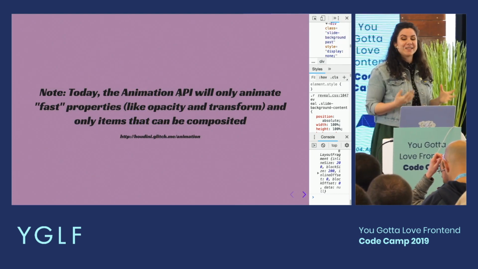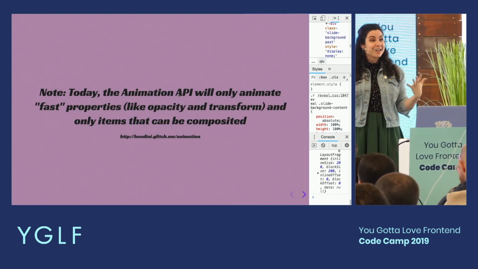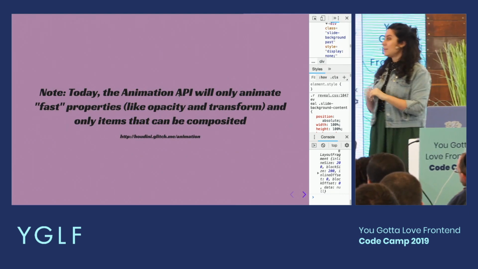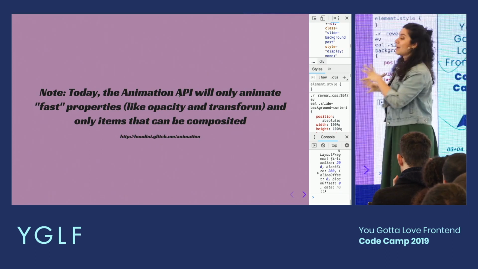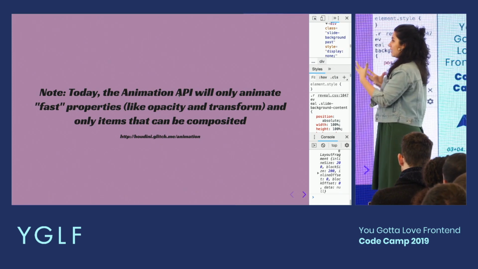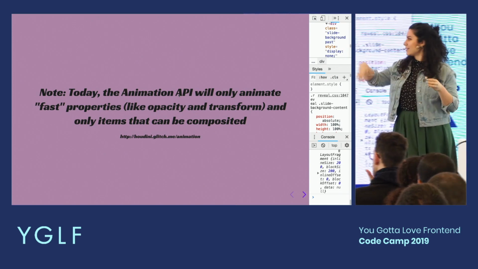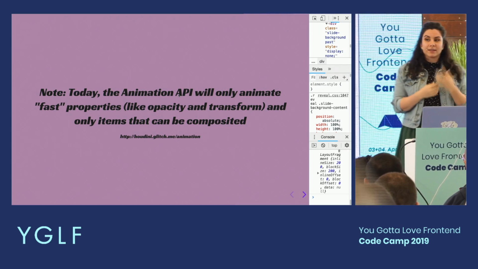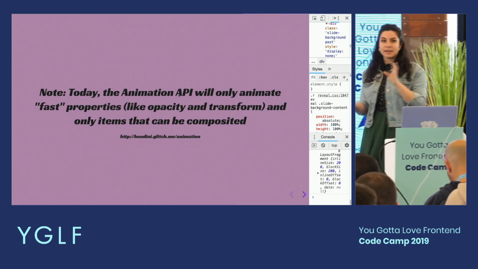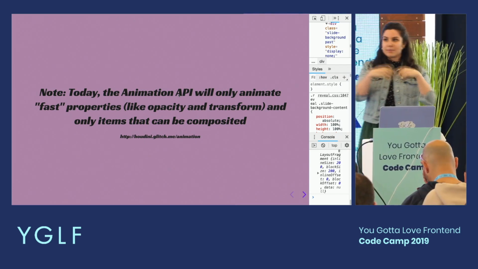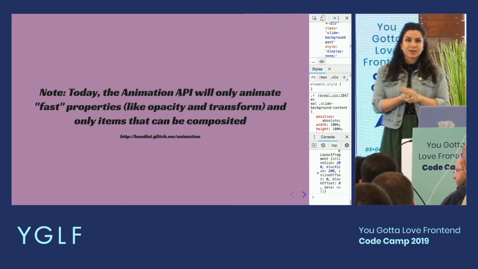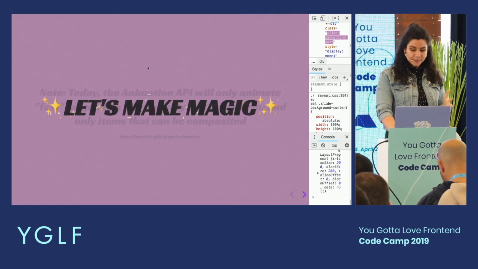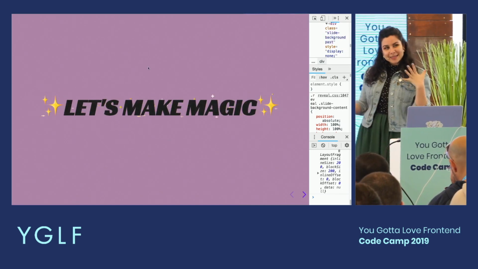Note that today the Animation API will only animate fast properties like opacity and transform, and only items that can be composited. But this is a good sort of thing to do anyway when you are creating CSS animation or interaction. The transform and opacity properties take the least amount of recompositing, repainting, going through all those different geometric layout steps. So it's kind of a best practice to only use those when you are using interaction and animation anyway. So now let's make some magic.